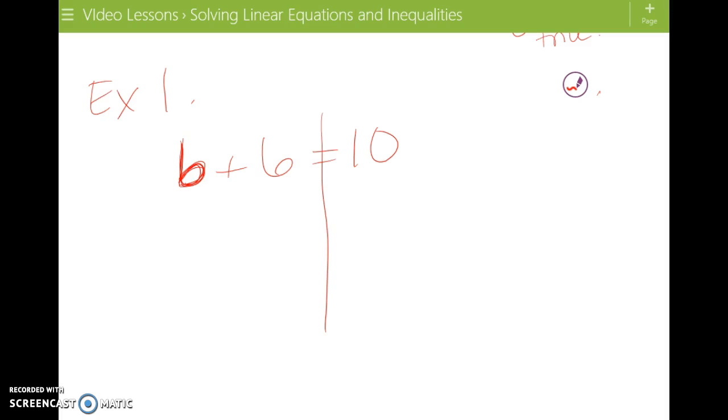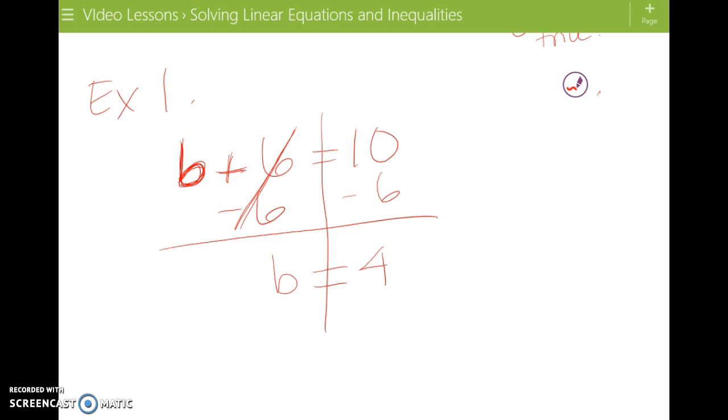The question is, how do you move stuff around? Well, I see that we're adding 6. It's plus 6. So in order to move something, you have to do the opposite. So instead of adding 6, I'm going to subtract 6. And I'm going to subtract 6 on both sides. When I subtract, 6 minus 6 is 0. Okay? And we get B equals 10 minus 6 is 4.